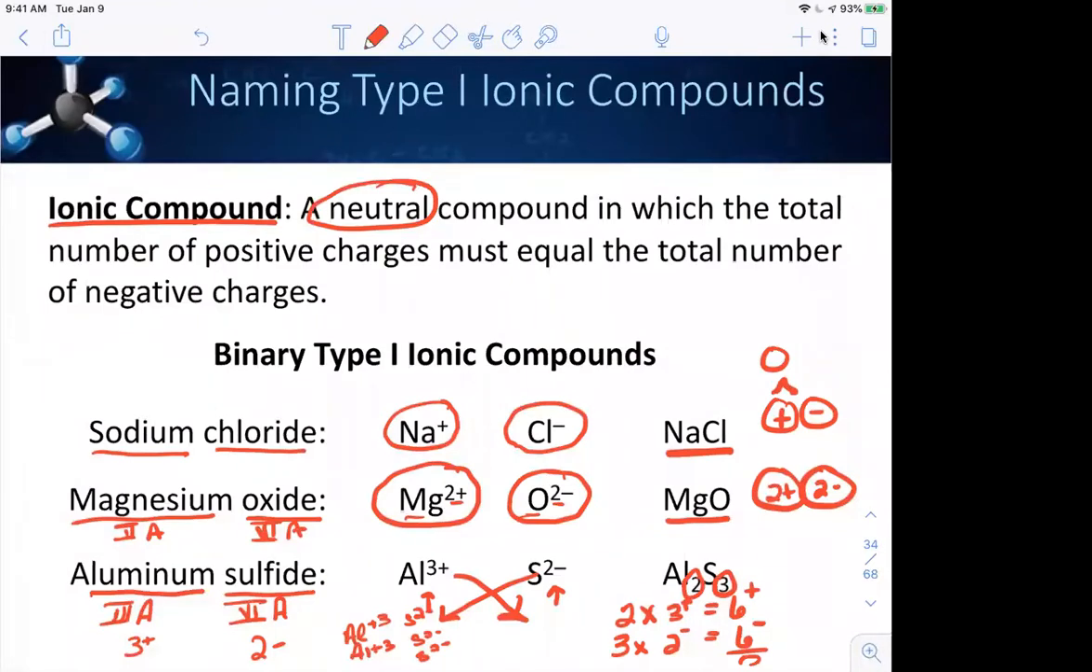Notice these subscripts that give me the ratio of the ions are not reflected in the name. The name is going to be the metal, which is aluminum. The anion from sulfur is called sulfide, aluminum sulfide. I don't need any Roman numerals here. In these simple binary type 1 compounds, I don't need any mono, di, or tri type prefixes. It's simply the name of the metal and then the name of the anion with an IDE.